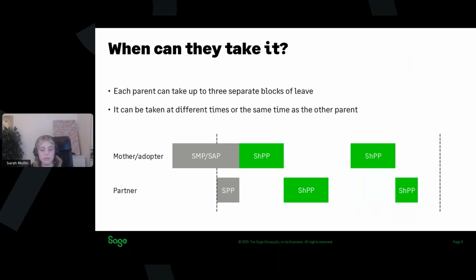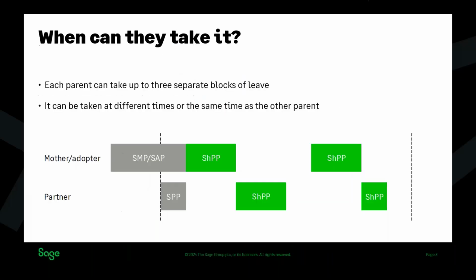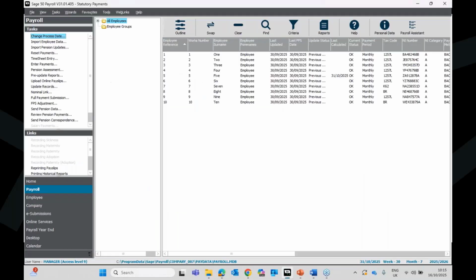So now that we've covered how the leave can actually be taken, let's put this into practice. I'm going to walk you through an example of setting up shared parental pay in your payroll system. What we'll do is look at an example of both a partner and a mother or adopter as well. So let's jump into payroll for a bit of a demo. And once we've looked at the demo, we'll run through a little bit of a recap as well. So I'm just going to pull my payroll up.